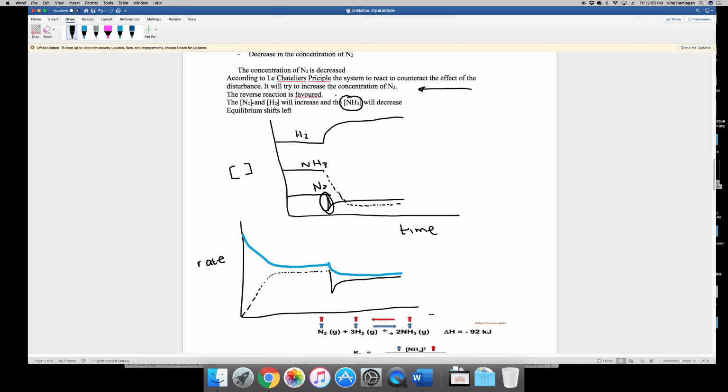Okay, what happens to the rate graph? The rate of the forward reaction decreases. Again, let's draw these together. So the rate of the forward reaction decreases there, and then when the change happens, that starts to increase because I'm starting to make it. It decreases when I use it up. It increases when I make it.